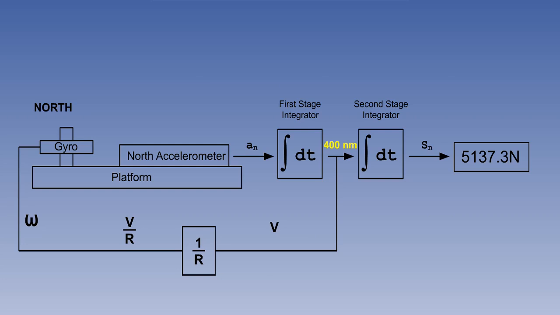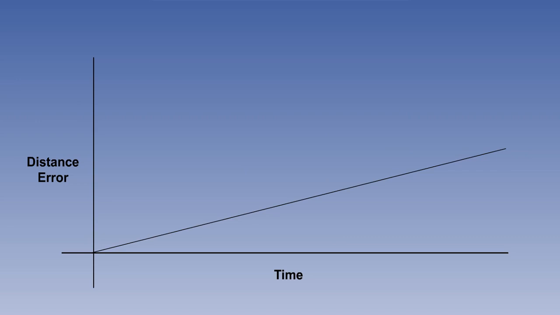Suppose an aircraft were to fly at exactly 400 knots for an hour. But the second stage integrator were to output 401 nautical miles distance gone. Then, after 2 hours, the aircraft would have actually flown 800 nautical miles. But the integrator would have output 802. After 3 hours, the true distance is 1200 nautical miles. But the integrator would have output 1203, and so on. This kind of error is a different pattern. It is called a ramp or unbounded error.